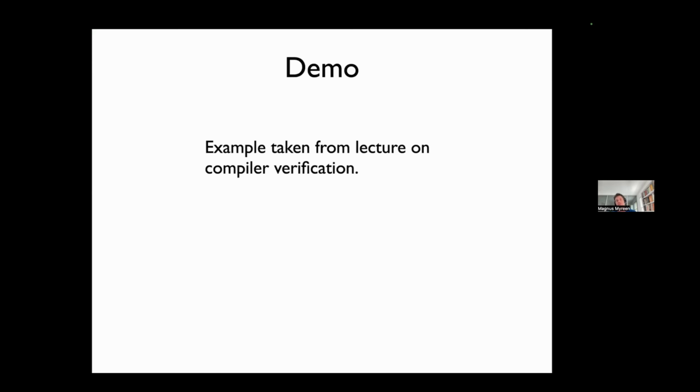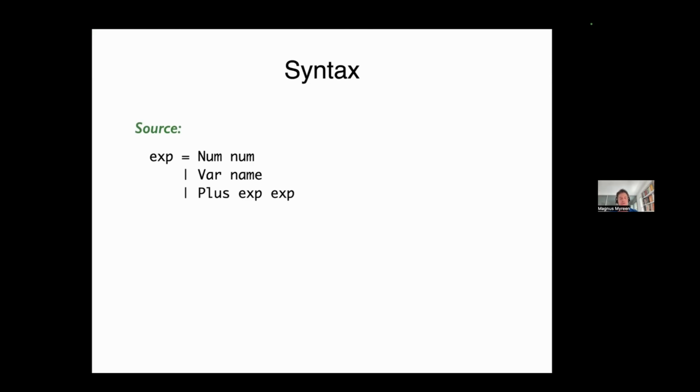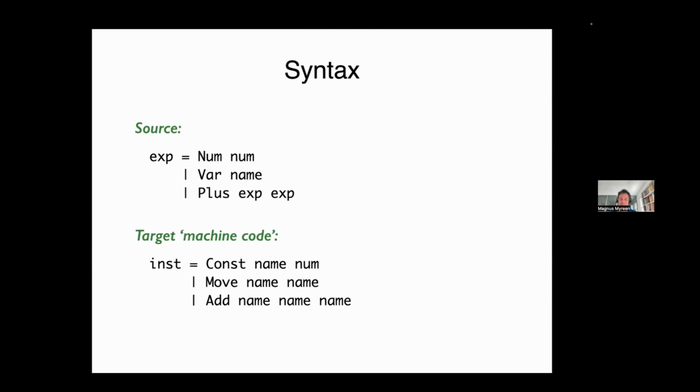Yeah, so I thought as a demo, I'll use something from lectures I give on compiler verification. This is a toy compiler. The syntax we compile consists of literal natural numbers, variables, and plus expressions, which can then take two expressions. So it's a very simple compiler, and we go to a target toy machine code that has this shape. So it has three instructions.